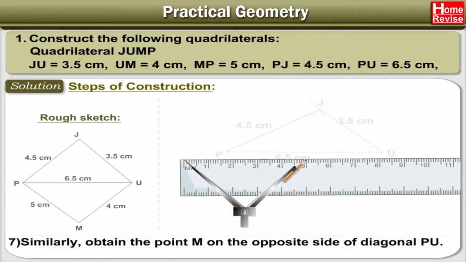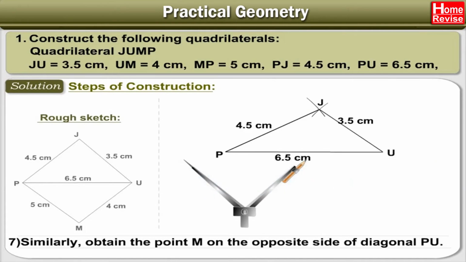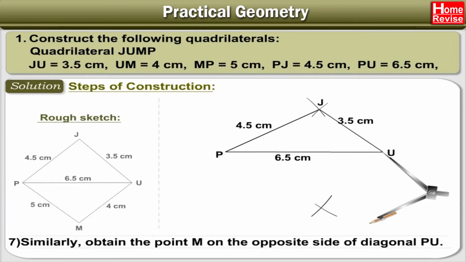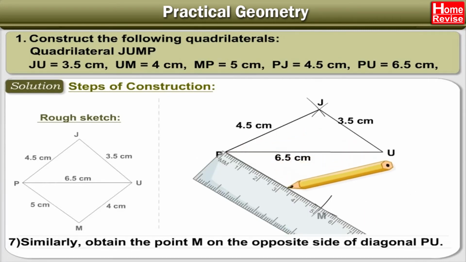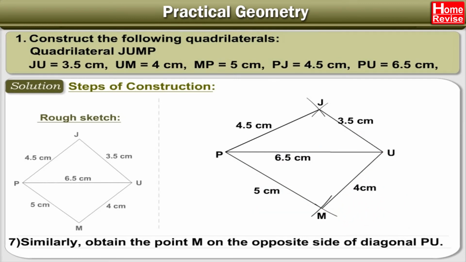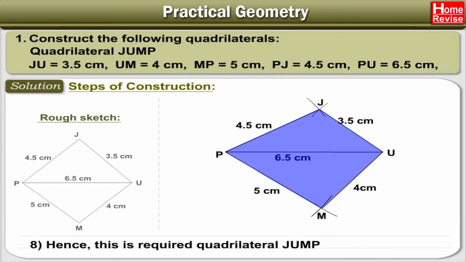Similarly, obtain the point M on the opposite side of diagonal PU. Hence, this is the required quadrilateral JUMP.